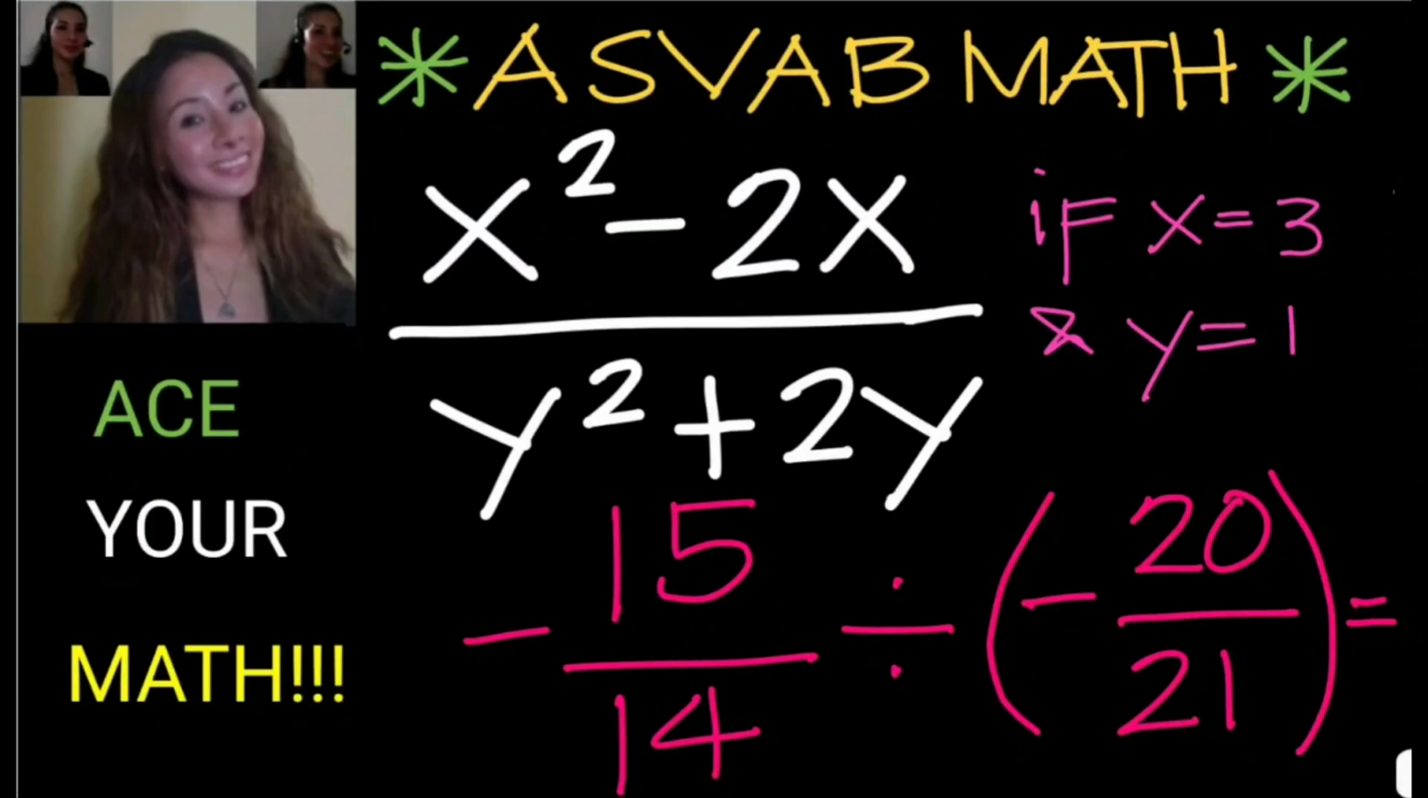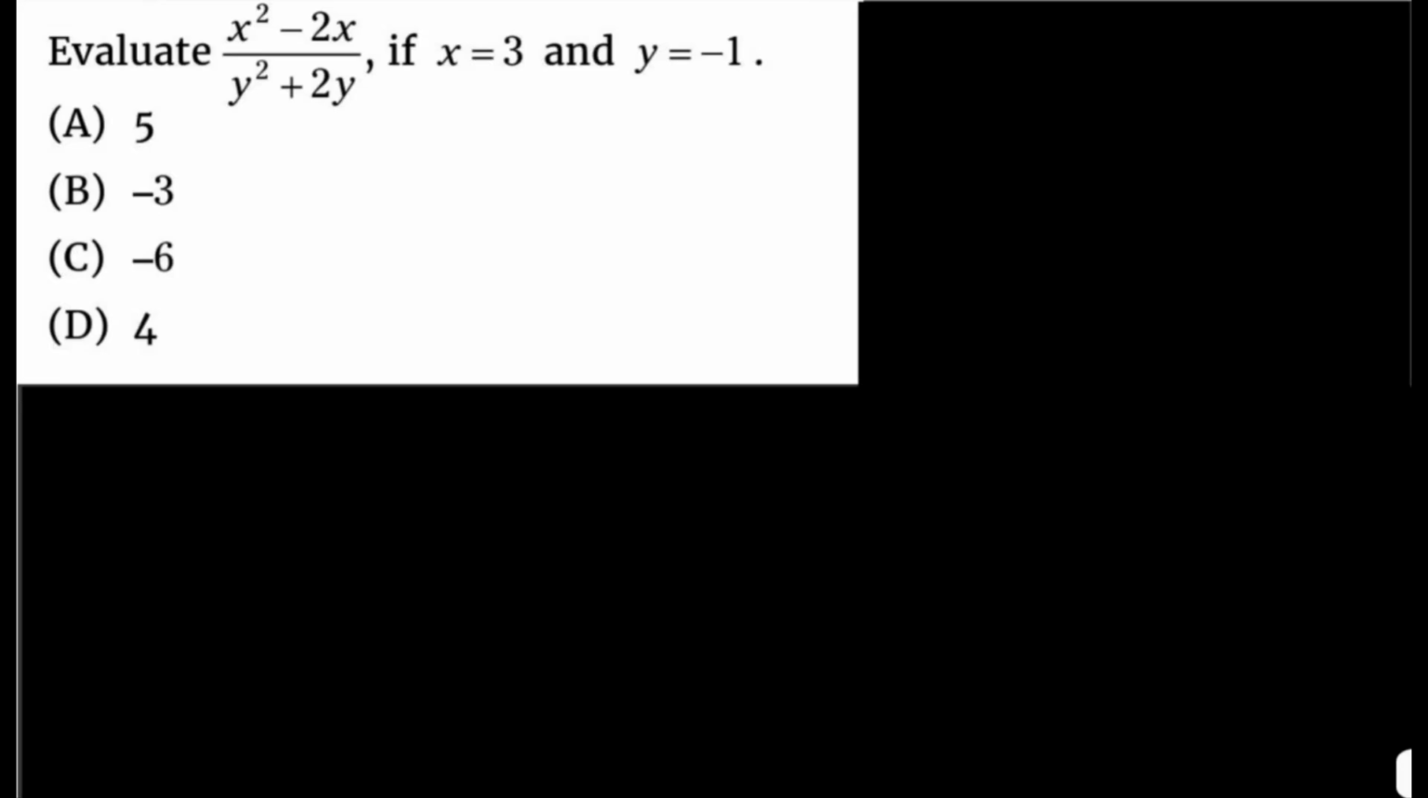In this video, you will learn how to solve different math problems to prepare for the ASVAB test. Evaluate x squared minus 2x over y squared plus 2y if x equals 3 and y equals -1.